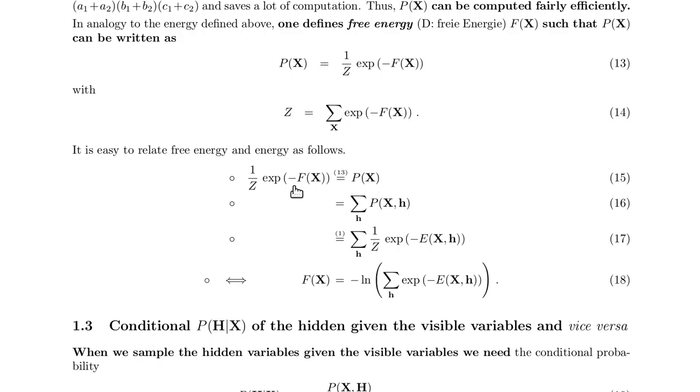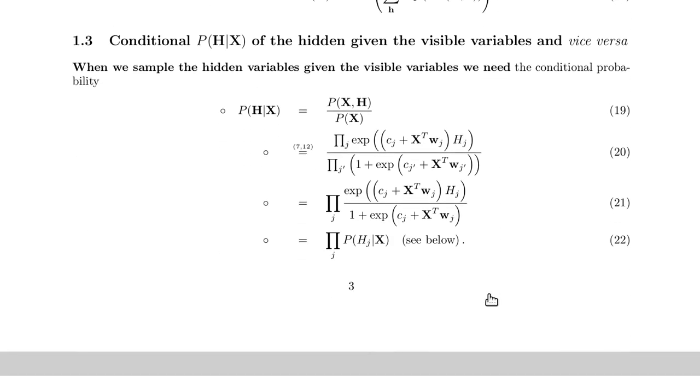Now if we do that, it's relatively easy to relate the free energy and the energy E that we had above. If you write P of x with the exponential and the free energy, we know this is the sum over P of x and h, and then we can plug in our earlier definition. If you now apply the logarithm on both sides, we get f of x equals minus ln of the sum of this one here. Okay, so much for the marginal distribution P of x. By the way, because of the symmetry of the network, P of h could be calculated in a very similar way.